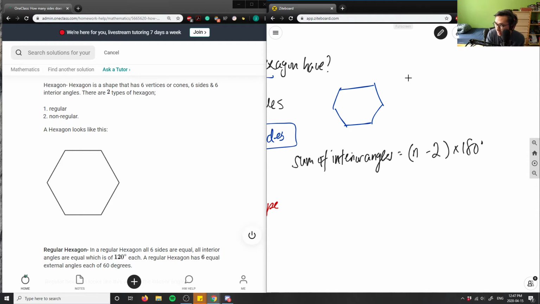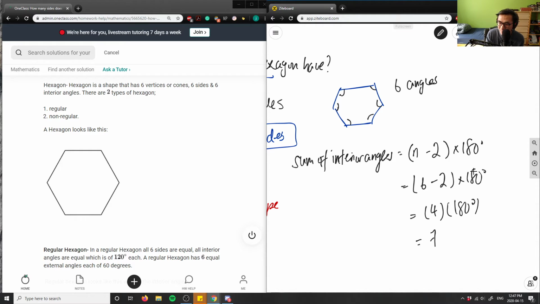Oh, thanks for tuning in, by the way. I have an angle here, an angle here, here, here, here, and here. These are 6 angles, right? These are all interior angles. They exist inside the shape. So when we talk about the sum of interior angles, n is how many sides the shape has. This here would be 6 sides, so I have 6 minus 2 times 180 degrees. 6 minus 2 is 4, times 180 degrees, and 180 times 4 is 720 degrees. So 720 degrees is the sum of my interior angles in the polygon.